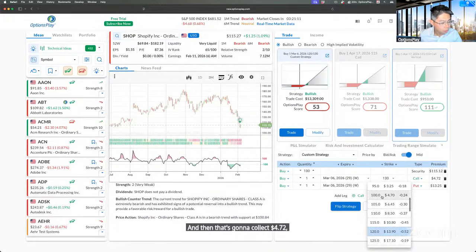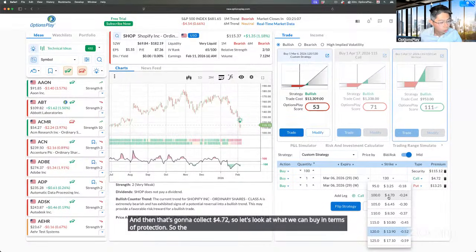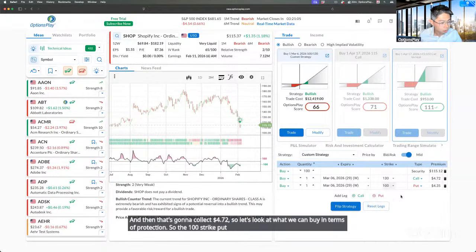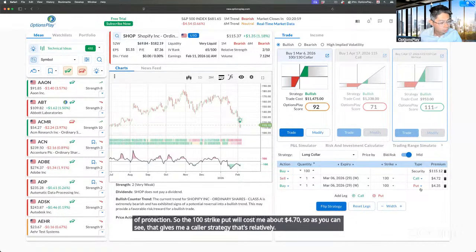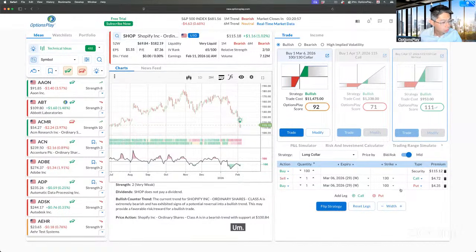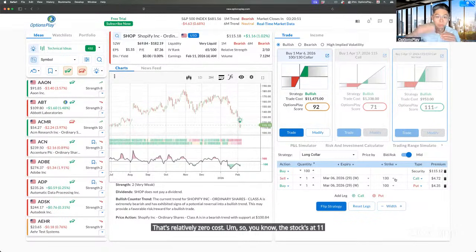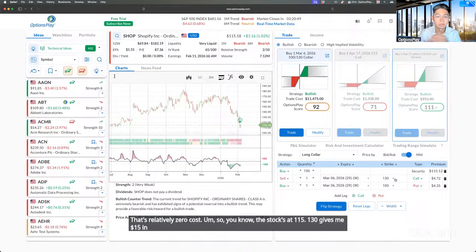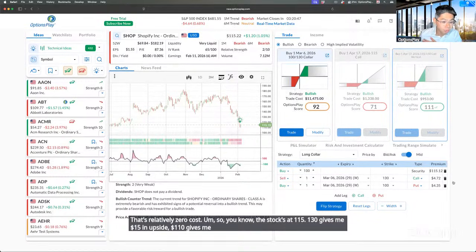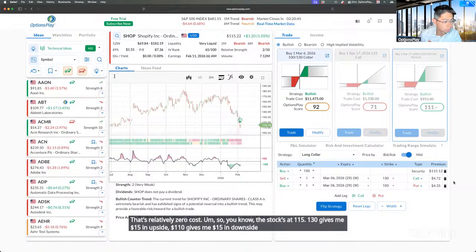So let's look at what we can buy in terms of protection. So the 100 strike put will cost me about $4.70. So as you can see, that gives me a collar strategy that's relatively zero cost. The stock's at 115. 130 gives me $15 in upside. 100 gives me $15 in downside protection. So that's how you would structure it.